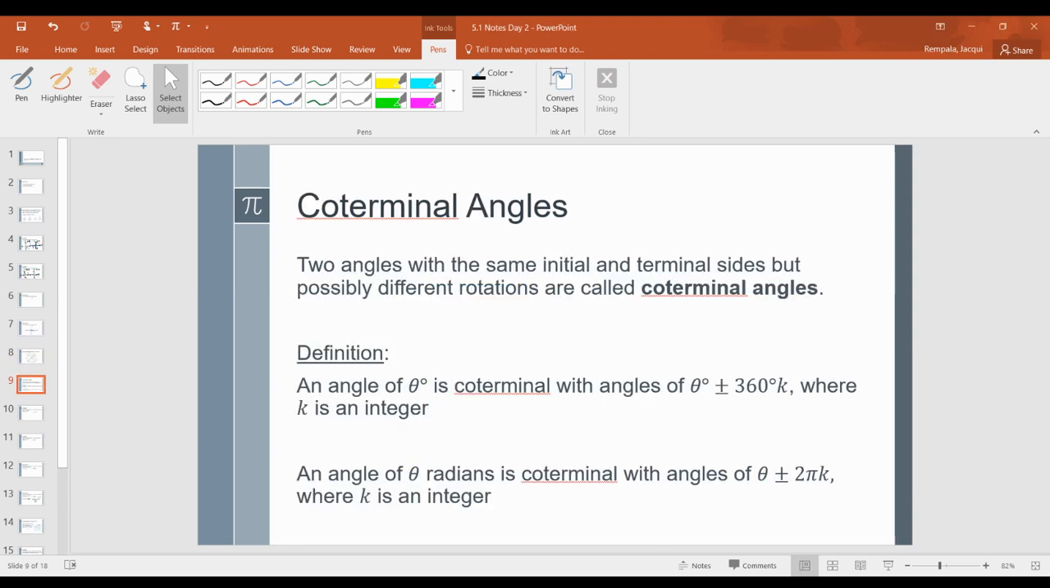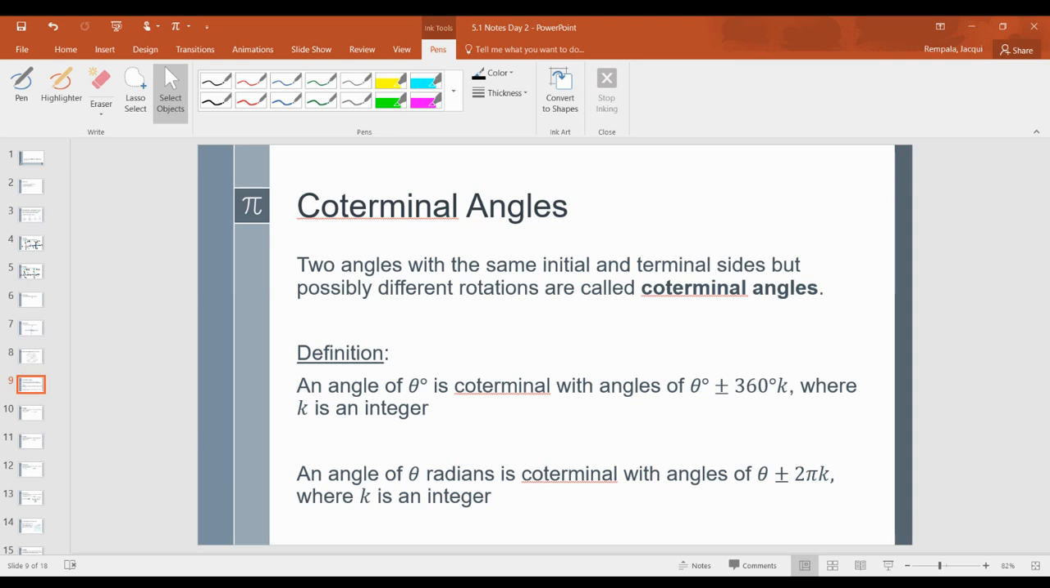Okay, so let's move on to the next concept, which is coterminal angles. Two angles with the same initial and terminal sides, but possibly different rotations, are called coterminal angles. Depending on if we're talking degrees versus radians, I've got two definitions here for you.